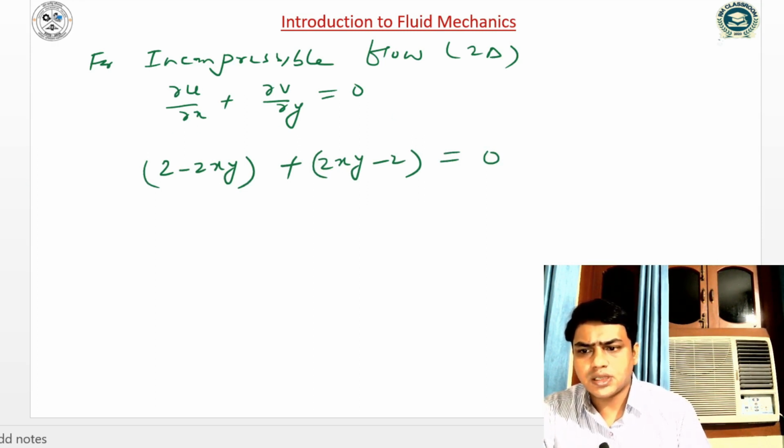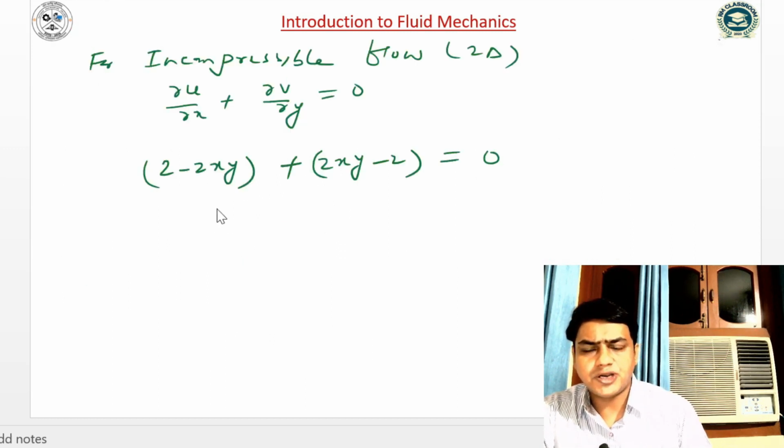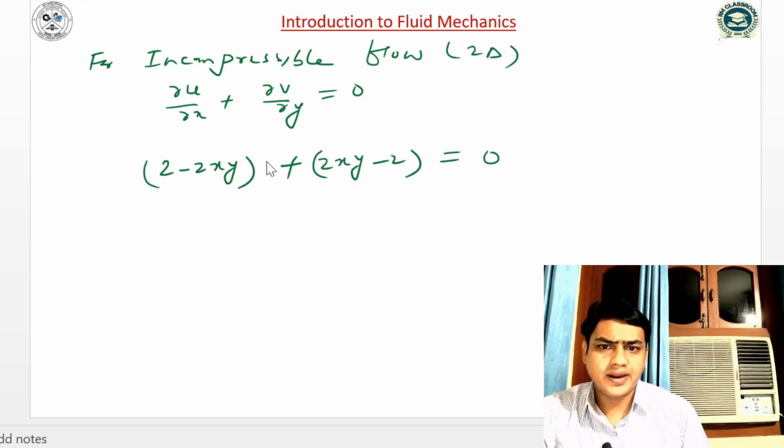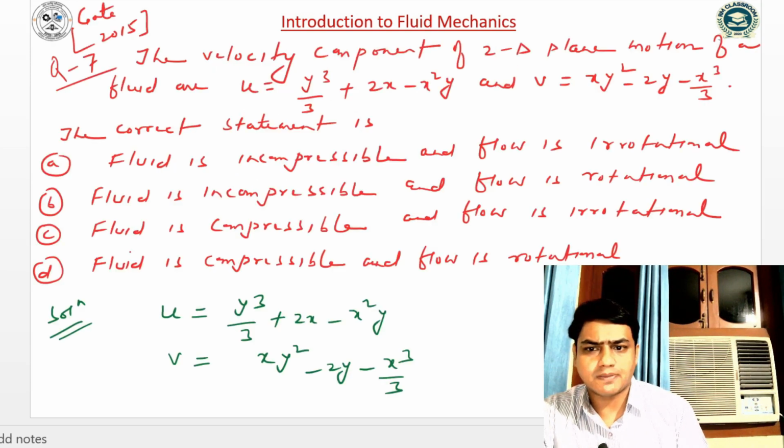Because if I write the general equation of three-dimensional flow, it will be del rho by del t plus del rho u by del x plus del rho v by del y plus del rho w by del z is equal to 0. For steady and incompressible flow, del rho by del t will be 0, and we have the equation del u by del x plus del v by del y plus del w by del z equal to 0 for three-dimensional flow. For two-dimensional flow, this condition must be satisfied. So here the fluid is incompressible.